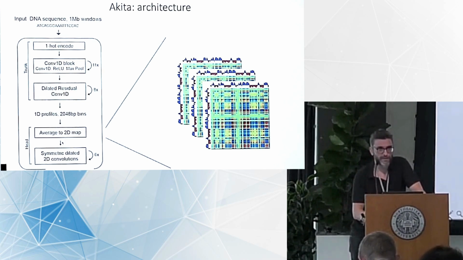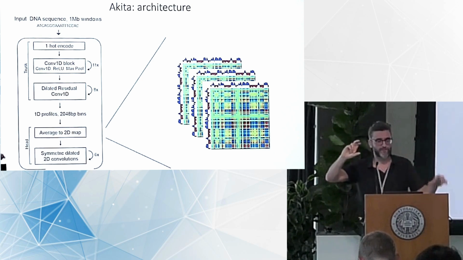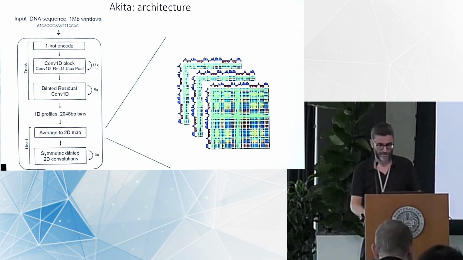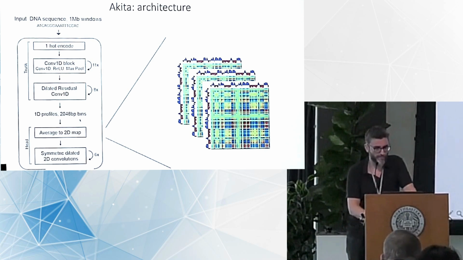You can imagine taking an outer product, or a geometric mean, or concatenating information from position I with position J. We tried all of them, and it turned out that just averaging the set of information from position I with the set of information from position J worked very well. So that's what we did. Okay, but you need some way to convert from profiles to maps.